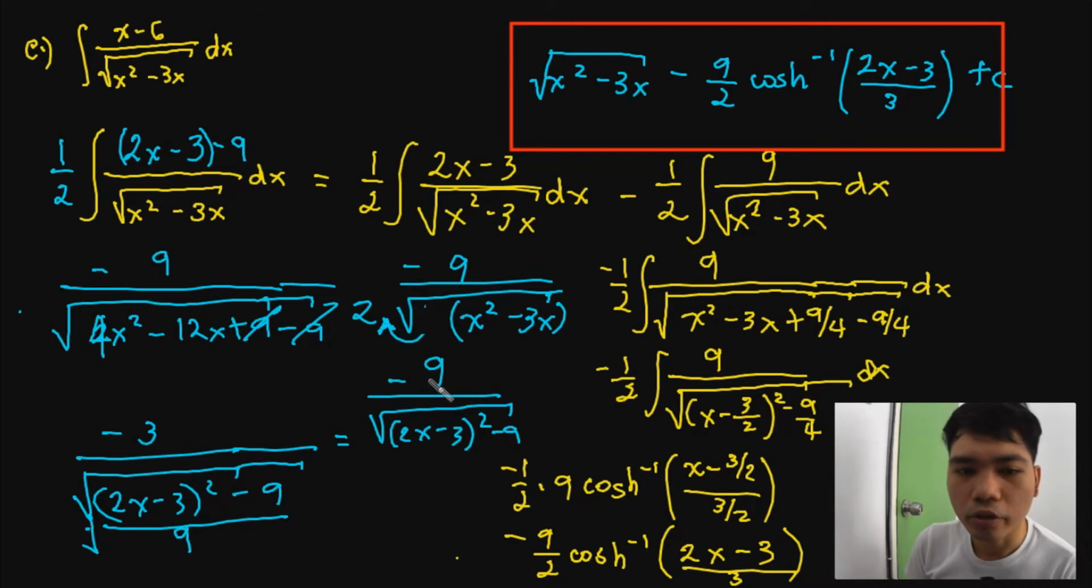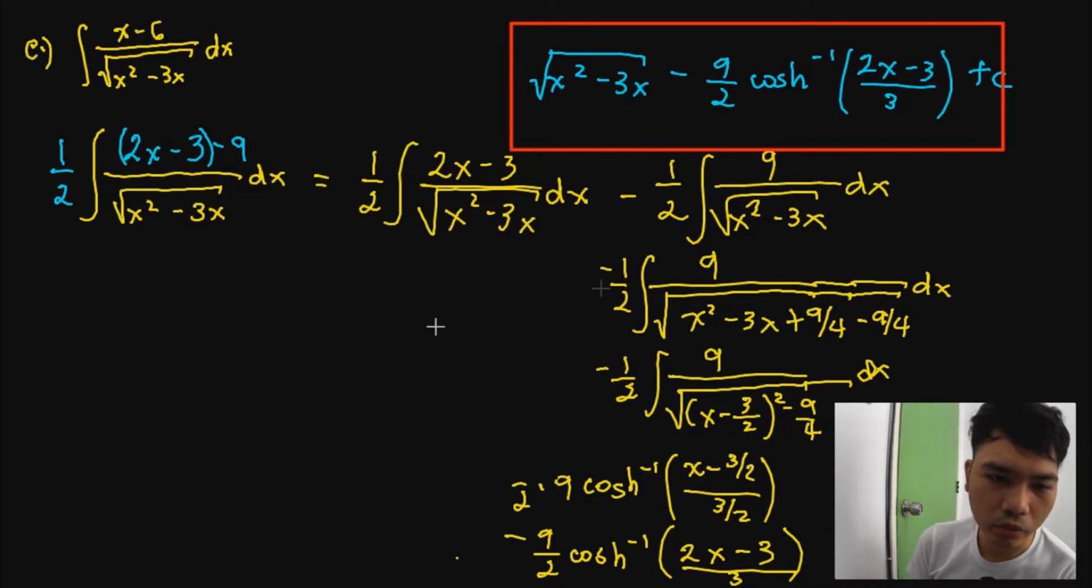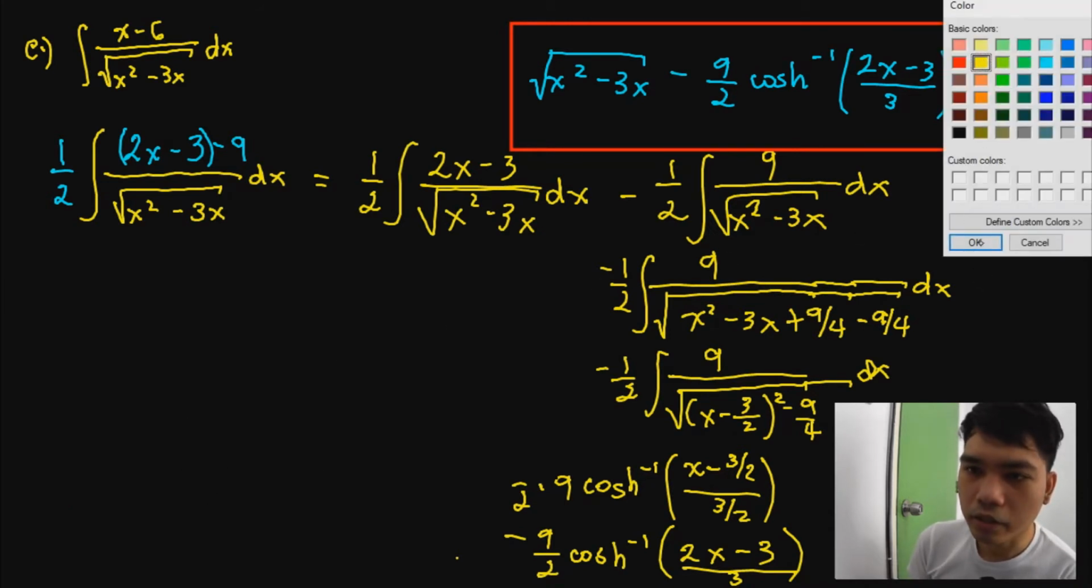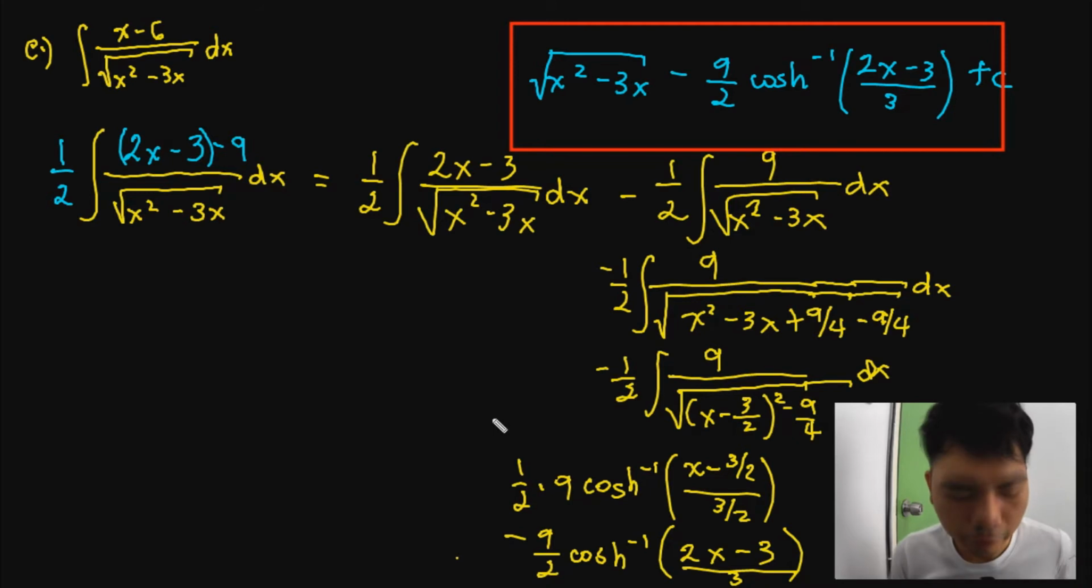So in short, we have obtained the same expression as this one, 9 over square root of x squared minus 3x, and then 1/2. So yun, in short, tama yung ating sagot dito. Okay, so the only way that you can check for your answer is to differentiate. And madali lang naman mag-differentiate basta sundan nyo lang yung rules na ginagawa natin before, no? So, yan. That's it for letter E.